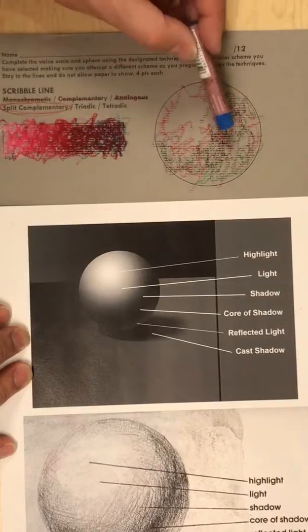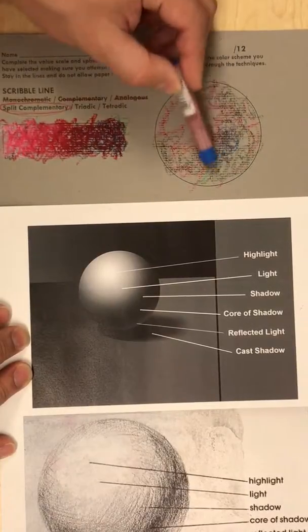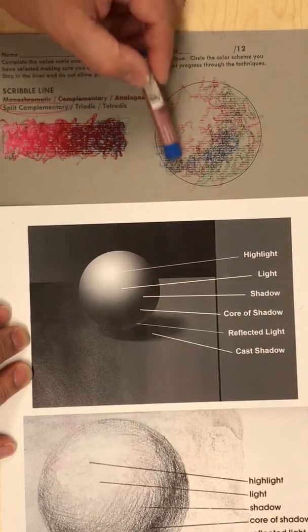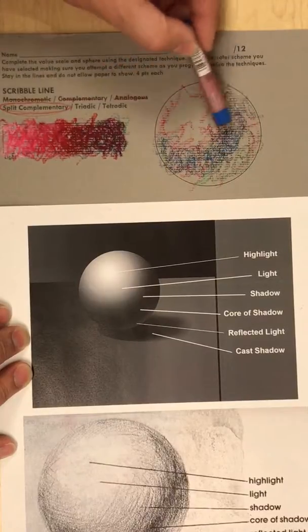It is a sphere that I want to create, so I make sure that I follow the contour. Now remember, this is split complementary, so it's not just adding the green, I have to actually use blue-green. So I go back on top with the blue.